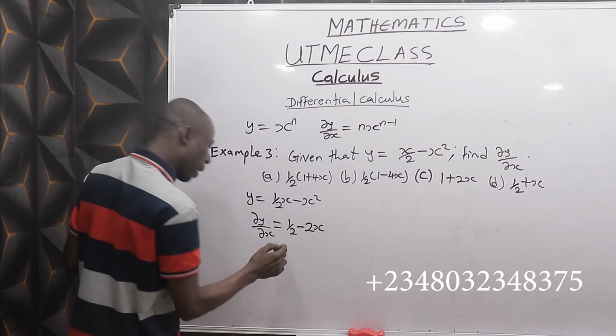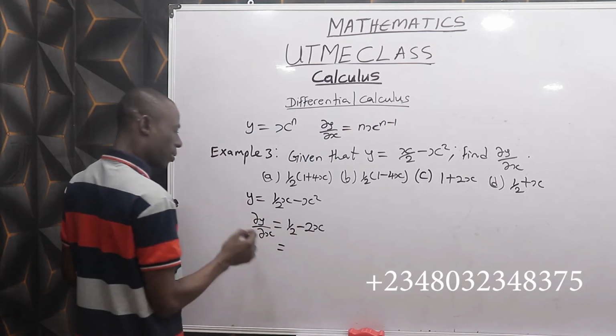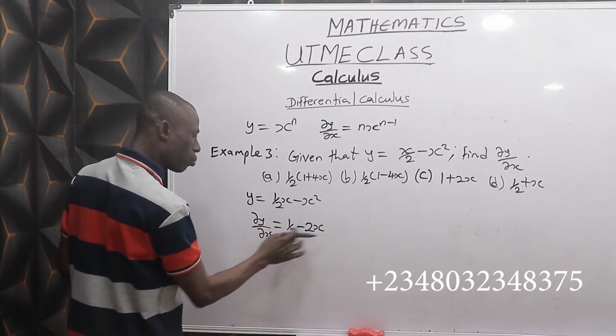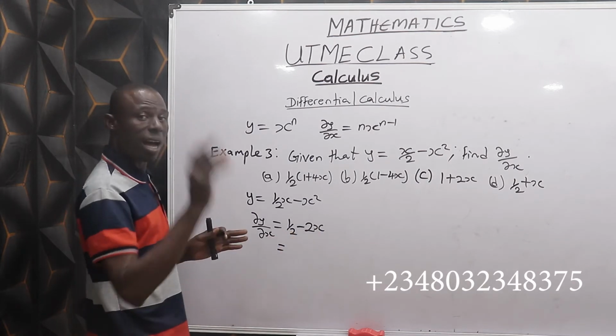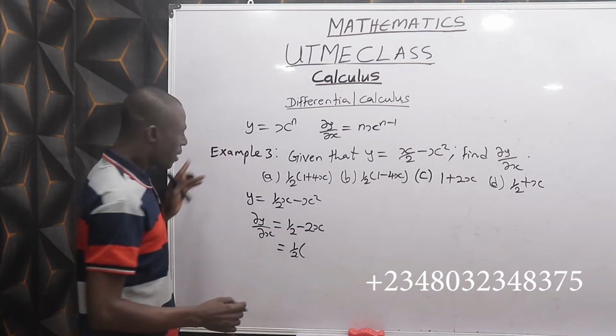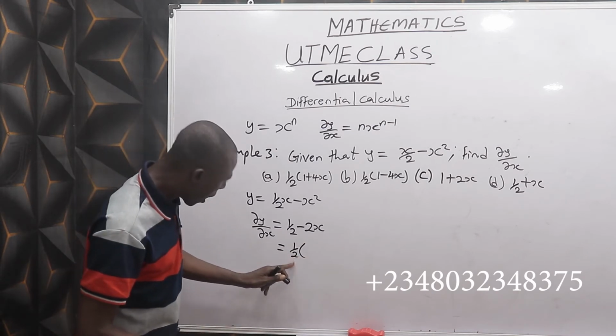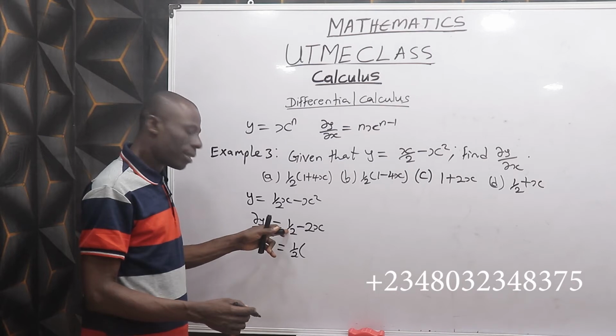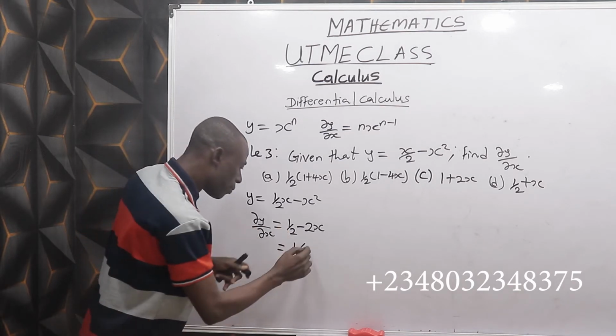And what is done there, we factorize. What is the HCF of these two terms? What is common to the two terms? Half is common. Bring the half out. Use that half to divide the first half here. It gives you 1.